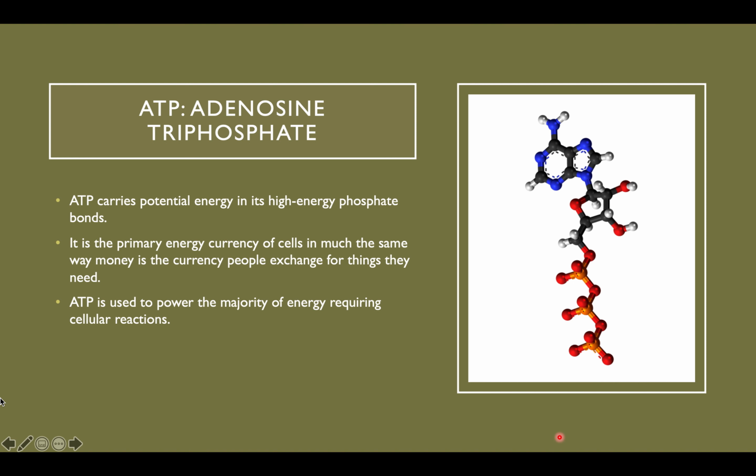Okay, so let's look a little bit more at ATP. And I do have quite a bit to say about ATP. And please keep in mind, ATP is called adenosine triphosphate, but I don't want you to quote me because it's pronounced a little differently by everyone. So ATP is the energy currency of our body. ATP carries potential energy in its high energy phosphate bonds. It is the primary energy currency of cells in much the same way that money is the currency that we exchange for things that we need in real life. ATP is used to power the majority of energy requiring cellular reactions.